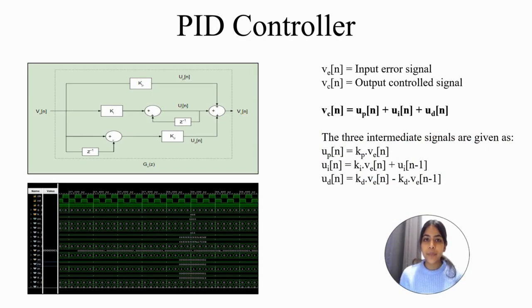Now let's move on to the PID controller. For the control of UAV parameters such as altitude and velocity, the PID controller continuously compares the input process value to the set value and calculates the input error signal. This error is then used to generate the control signal through a combination of three intermediate signals named proportional, integral, and derivative terms, which can be given as these equations.